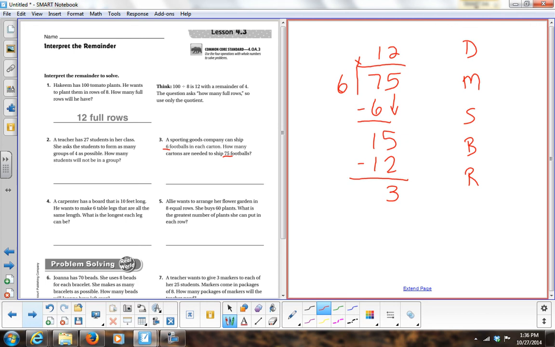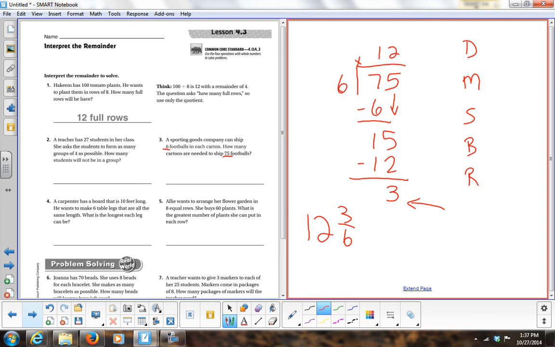Now what it asked me is how many cartons are needed to ship 75 footballs. I have 12 cartons, okay? I have 12 cartons right now, but I have 3 all by themselves. So what is the answer to this question? Can it be 12 and 3/6 carton? When you ship a package to somebody, can you cut it into 6 pieces? No. Okay, so what is my answer?